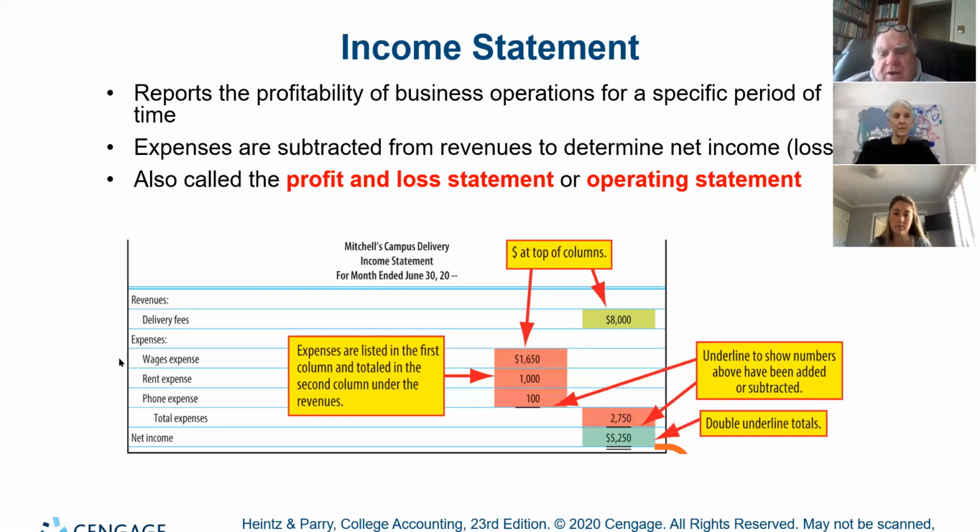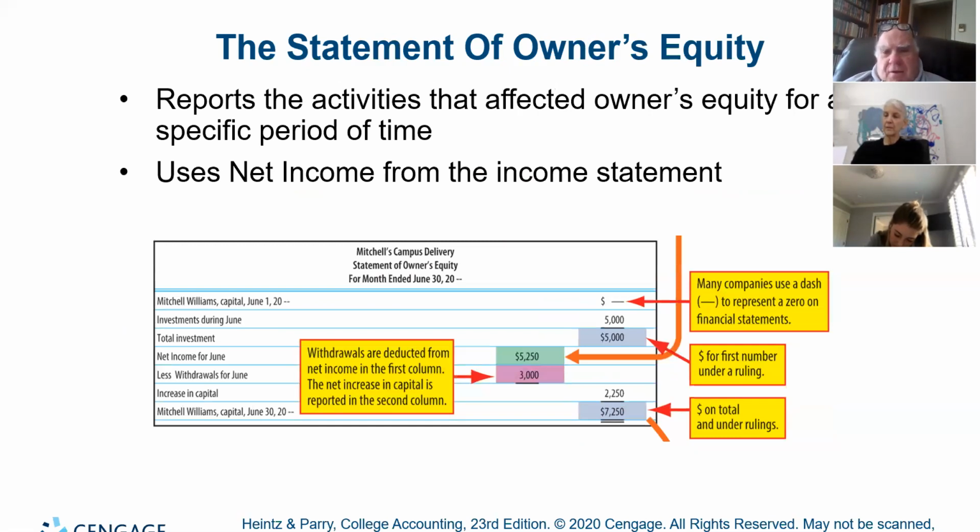So now the reason we do the income statement first is to get the net income. We must get the net income in order to prepare the statement of owner's equity. The statement of owner's equity reports the activities that impacted the owner's equity.